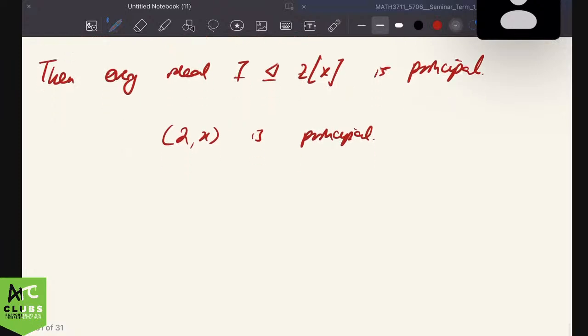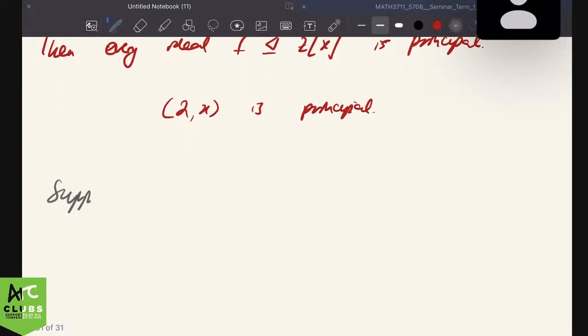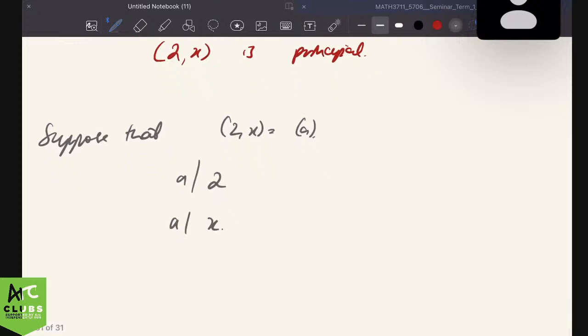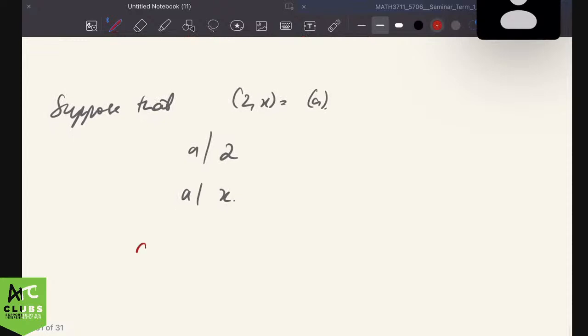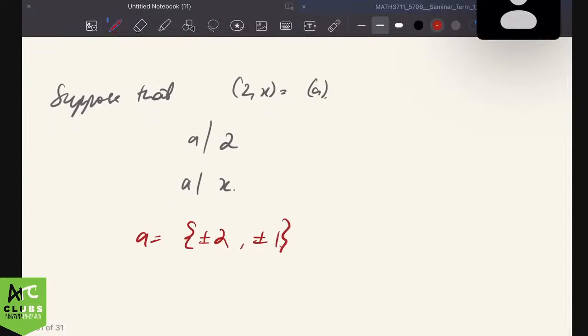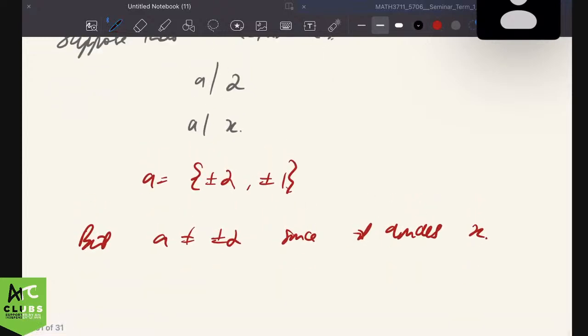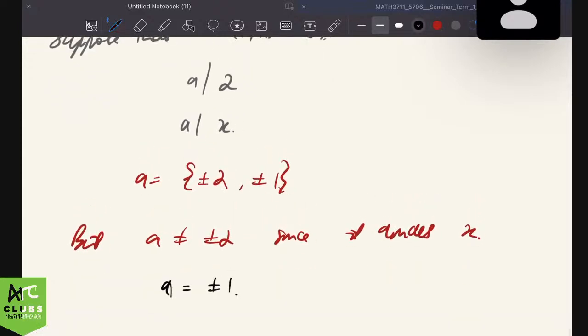Alright, so suppose that 2x equals a, okay? Which means that a divides 2 and also a divides x, right? But there are very few options for that, right? Because that means a is equal to plus or minus 2, plus or minus 1. But then a is not equal to plus or minus 2 since it divides x. And that means that a is equal to plus or minus 1.